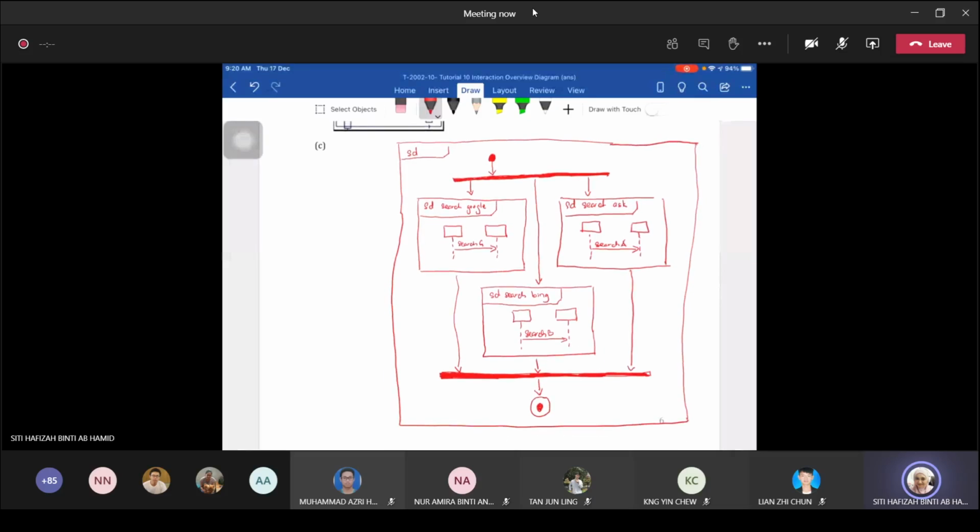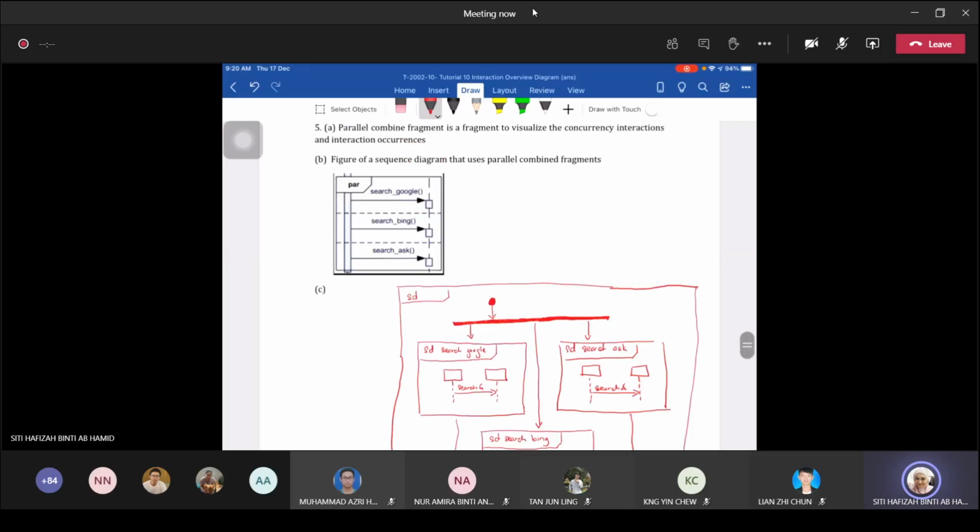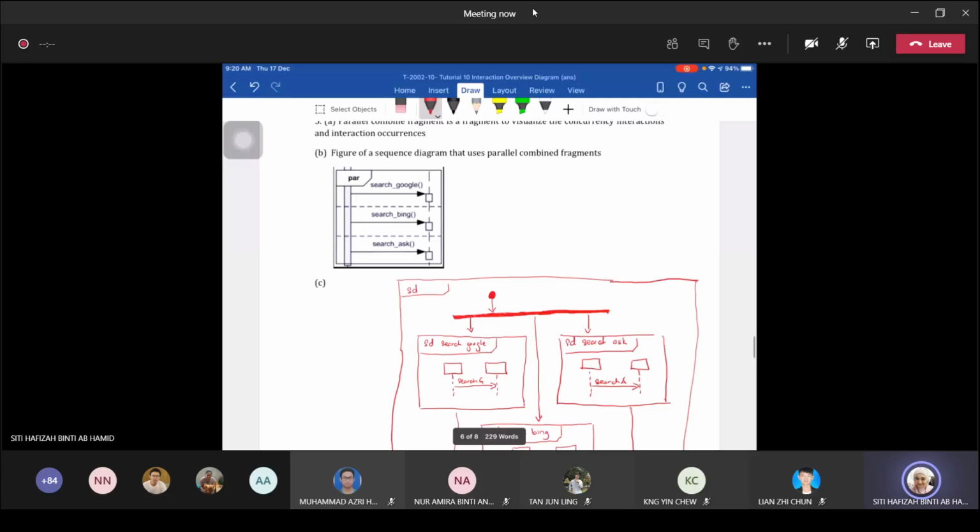Okay. So that's for my IOD. Okay, my parallel. If you have more than one interaction, you can make it as a reference, but it is smaller than this. So your diagram will not be as big as this. Okay, so that is for the parallel fragment of a sequence diagram when you convert it into IOD. It's just like an activity diagram.